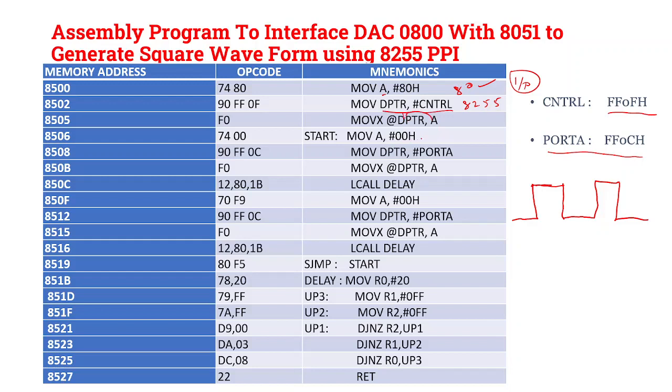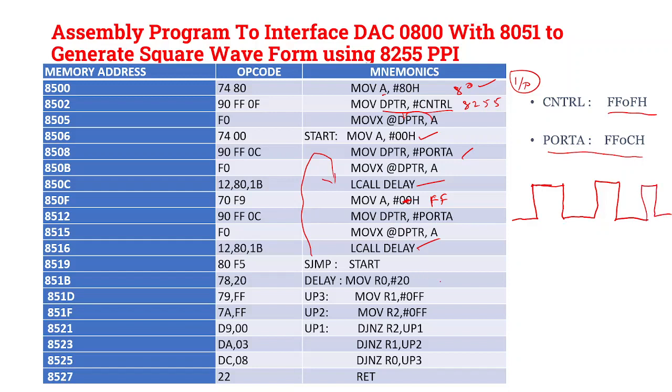As I already told you, the 0 value is sent to port A, and after sending we'll go for call delay. After that, actually it should be FFH. After call delay, FFH, and then send that to the port, then call delay. The SJMP start means the program is continuous, so the waveform goes on continuously like this.